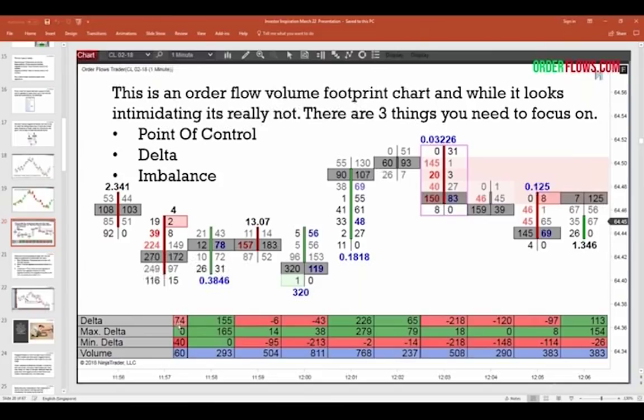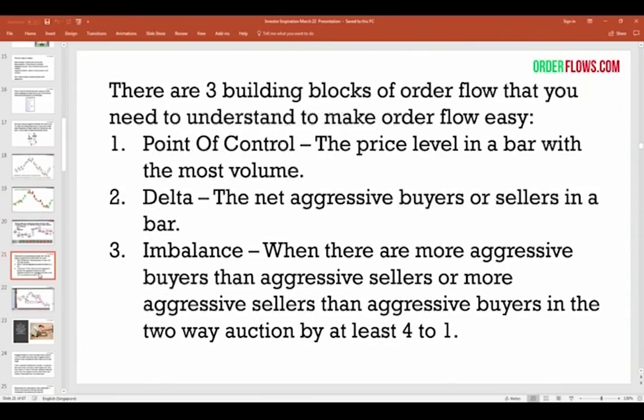And again, delta is also very revealing. It's a great tool that not many traders use in their trading. So again, these are the 3 building blocks of order flow that you need to understand, and will really help you in your trading, put you head and shoulders above many other traders out there that are just looking at price-based charts. Point of control is the price level in the bar with the most volume.